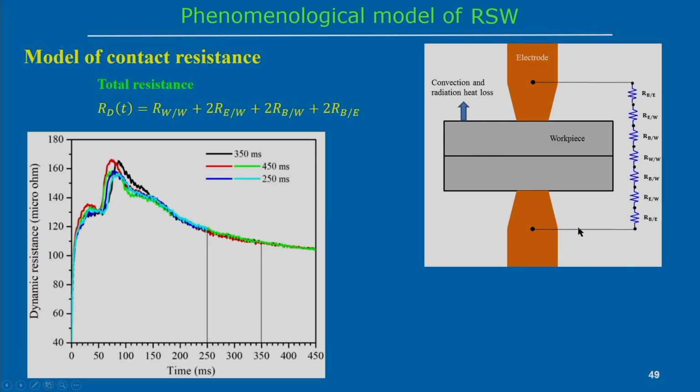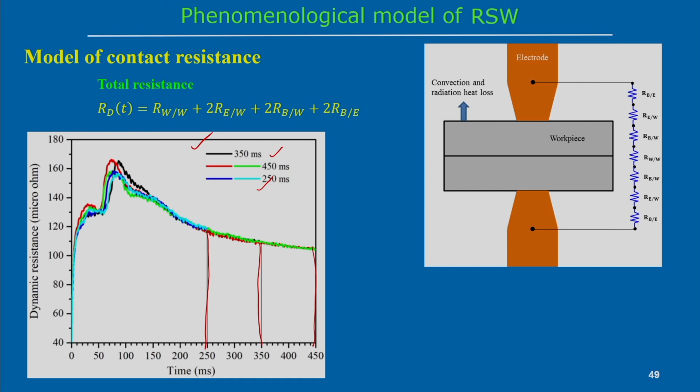Here you can see the model of the contact resistance. This is the measure of the dynamic resistance, that is the total resistance, at weld times of 350 millisecond, for example 450 millisecond and 250 millisecond. Let us look into the 250 millisecond case. The nature of the total contact resistance is the same; even when extended to 350 it reduces, and at 450 it also reduces, but the typical nature of the pattern is the same, if we measure the total resistance during the resistance spot-welding process.